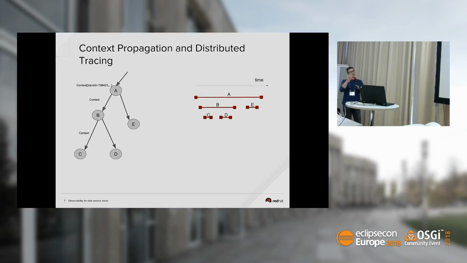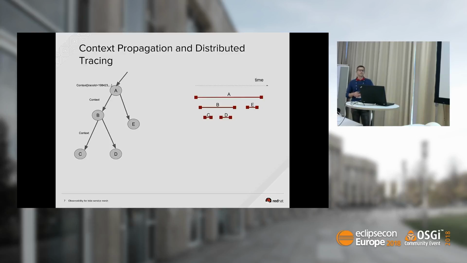So if service A calls downstream services, like in this case B and E, the context is propagated to those services. In B, the same thing happens: the context is propagated from the inbound to the outbound request. Then later on, after the invocation, the tracing system can correlate these events based on this trace ID and show you the call graph of what happened.